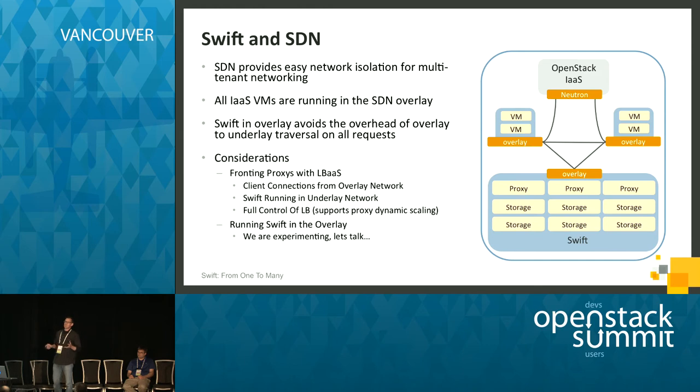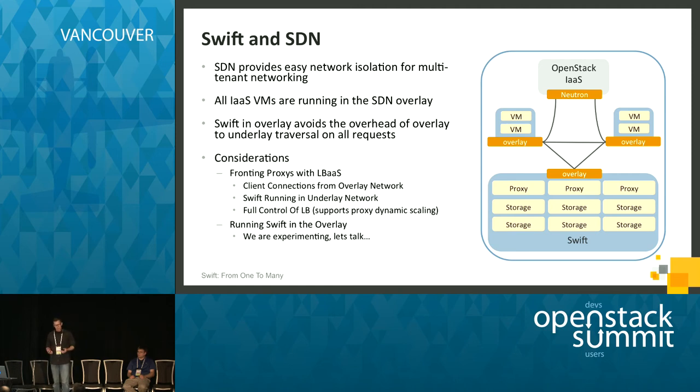So a really interesting thing we've been experimenting with lately, let me put this into the context of security because of the network isolation and multi-tenant networking of SDN. But really, what does SDN do? It provides easy network isolation for multi-tenant networking. And so in our environment, all of our VMs running in our infrastructure as a service platform are running in the overlay. So Swift running in the overlay gets that nice network isolation that we can leverage, but it also avoids the overhead of bouncing every client request up and down across the overlay to underlay and then back again. So you get rid of that performance bottleneck.